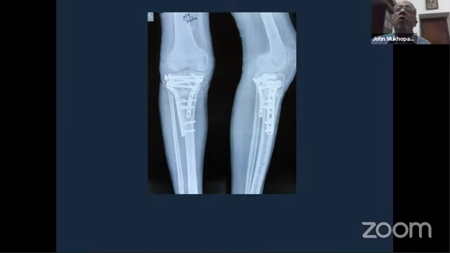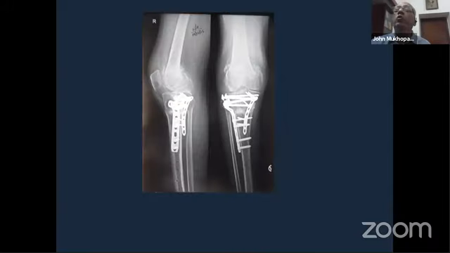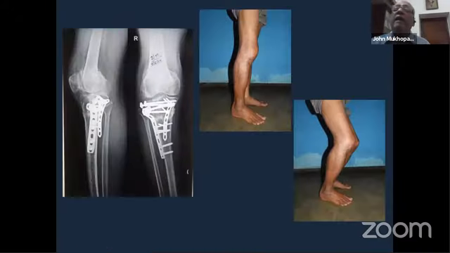Unfortunately, in the follow-up, his physiotherapist used a bit of force and then broke his femoral condyle. Okay, so he came to us with that, but he didn't want any further surgery. So we gave him a back slab for some time, waited for the fracture to heal, and then mobilized him.